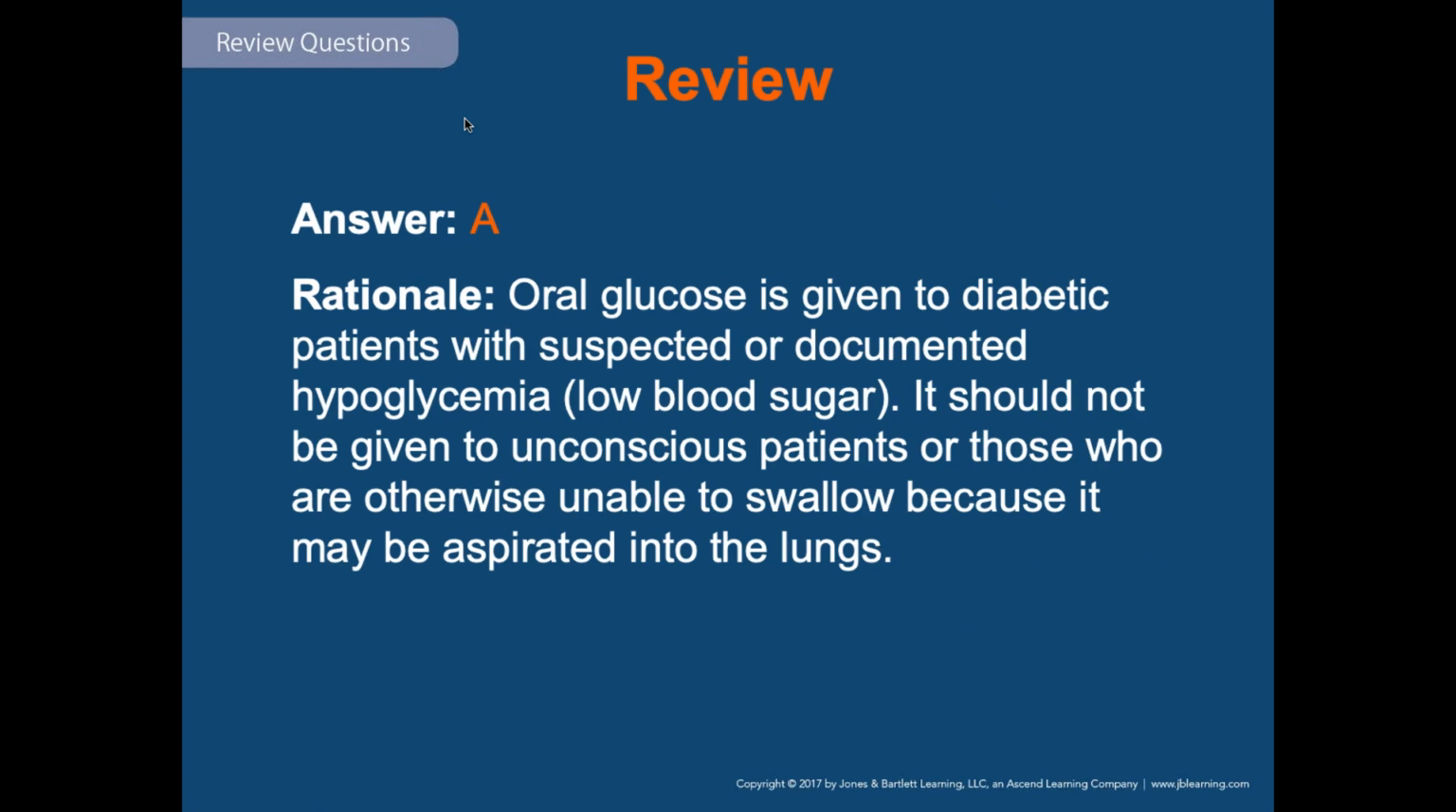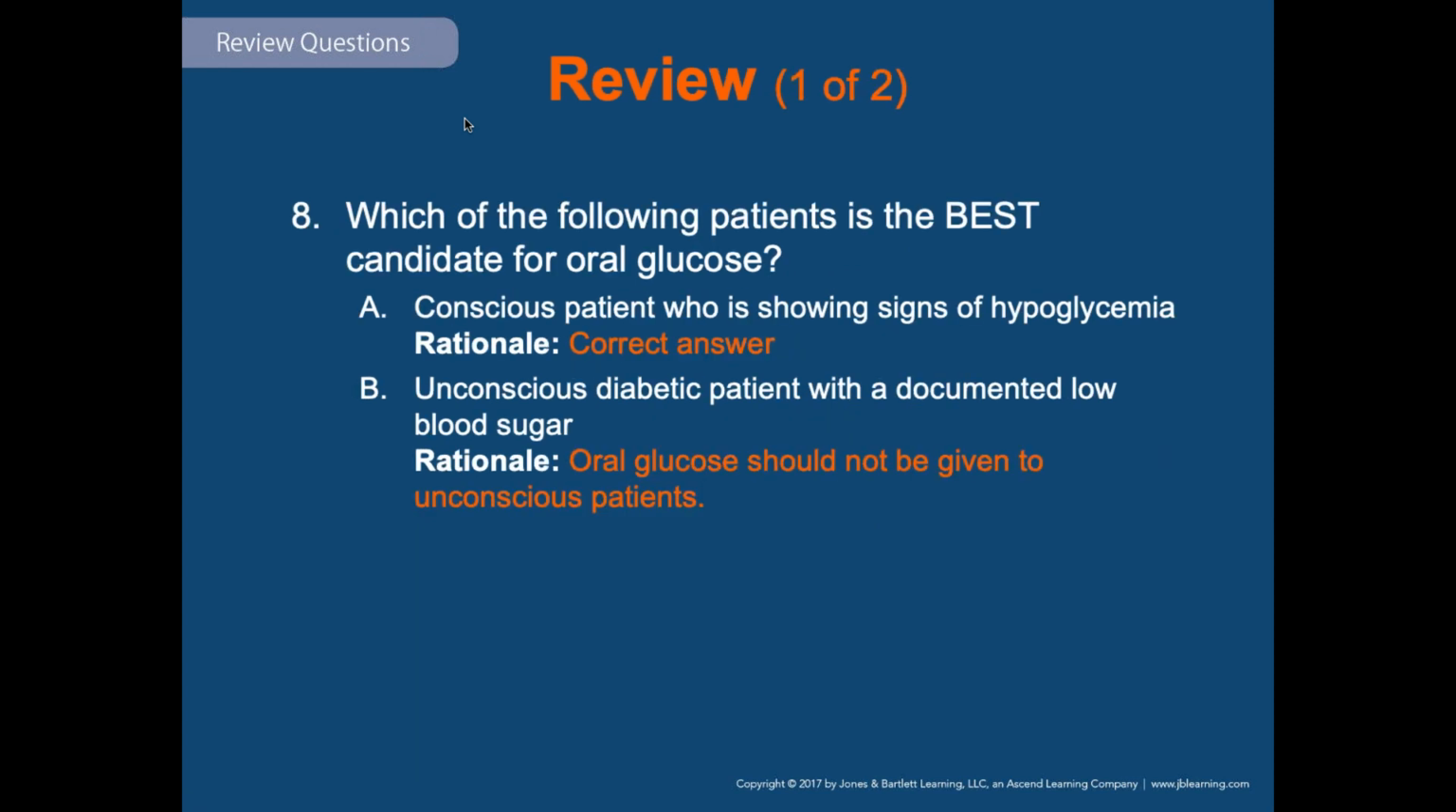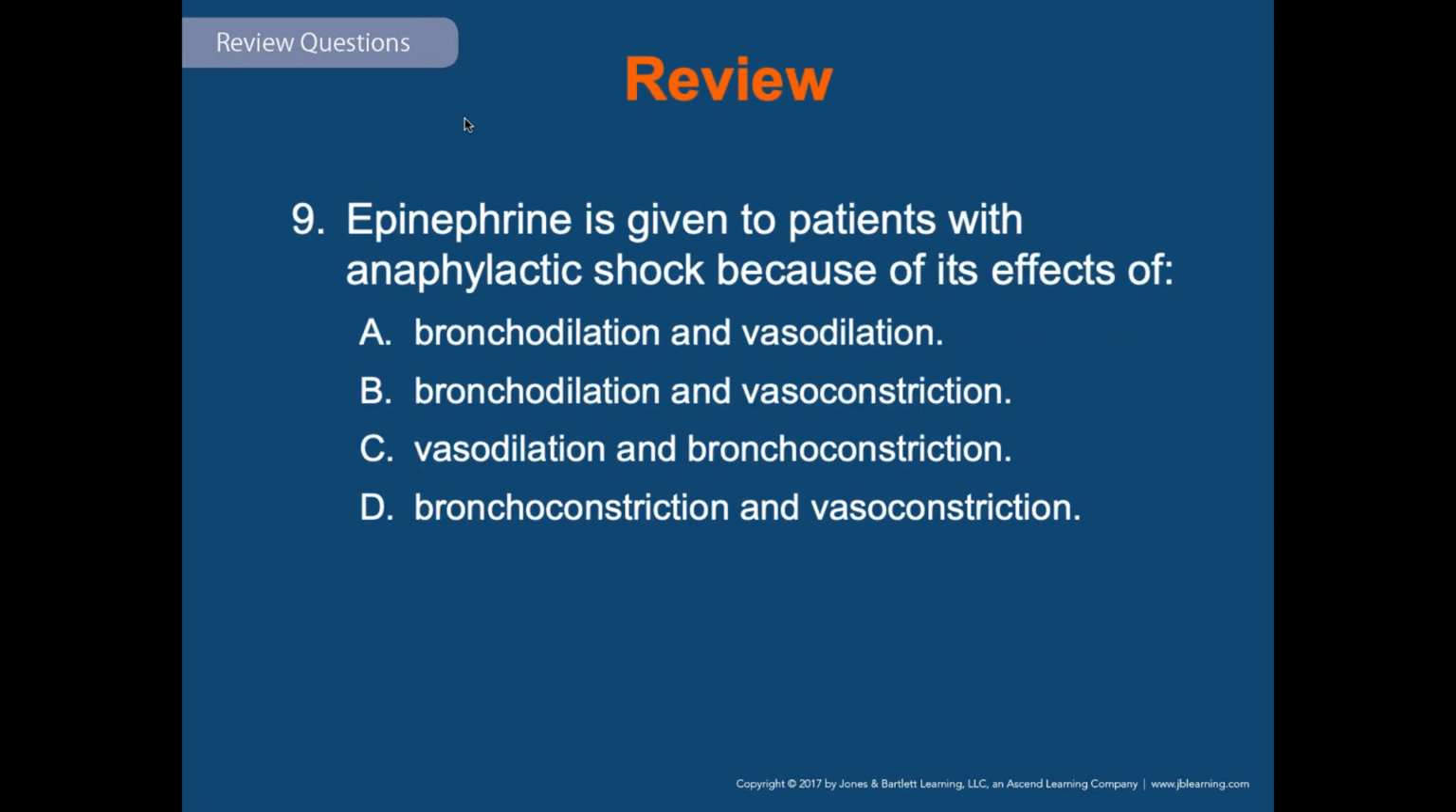Oh, number 8 is A. Sorry. But this is the question anyways. Which of the following patients is the best candidate for oral glucose? Hypoglycemia. Number 9. Epinephrine is given to patients with anaphylactic shock because of the effects of what?